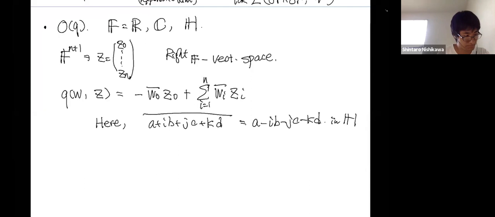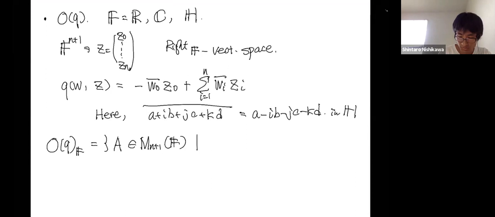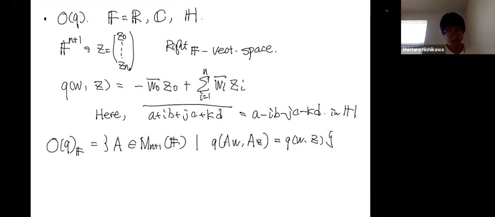Okay, so this is the quadratic form, and OQ is defined to be the matrix group which acts on this vector space by left multiplication, which preserves this form. So this is definitely a closed subgroup of GL(n+1). Okay, so this is some group.